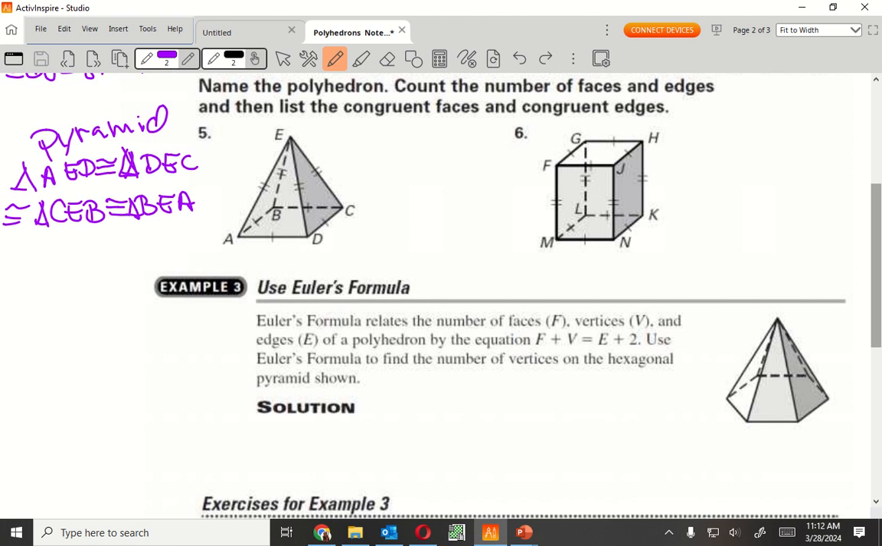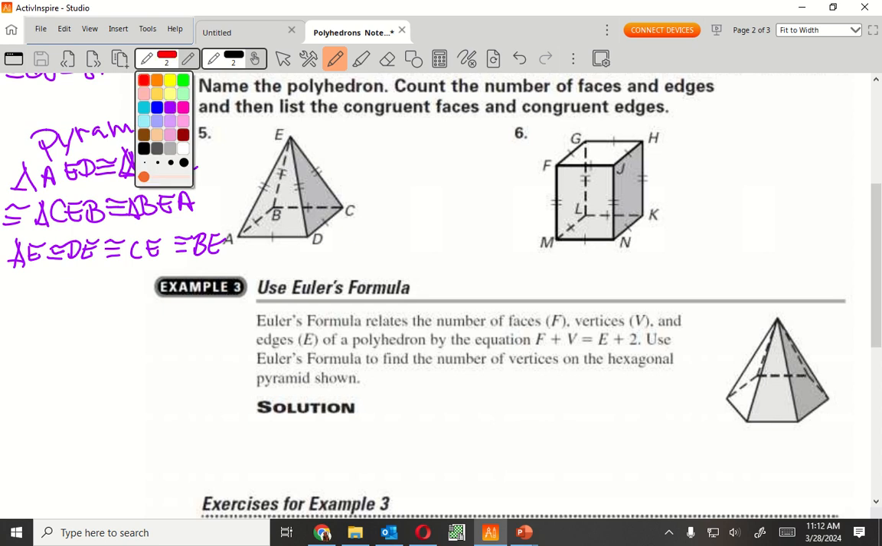Now let's look at the segments. Let's go with all the double tick marks. So AE is congruent to DE, congruent to CE, congruent to BE. So those are all the double tick marks going around.